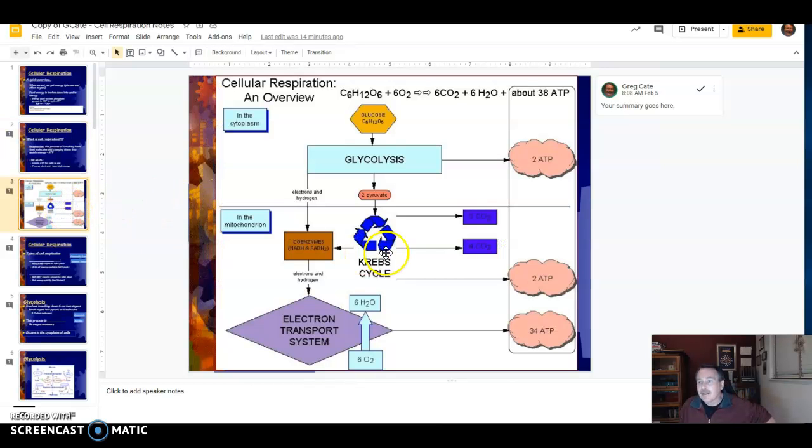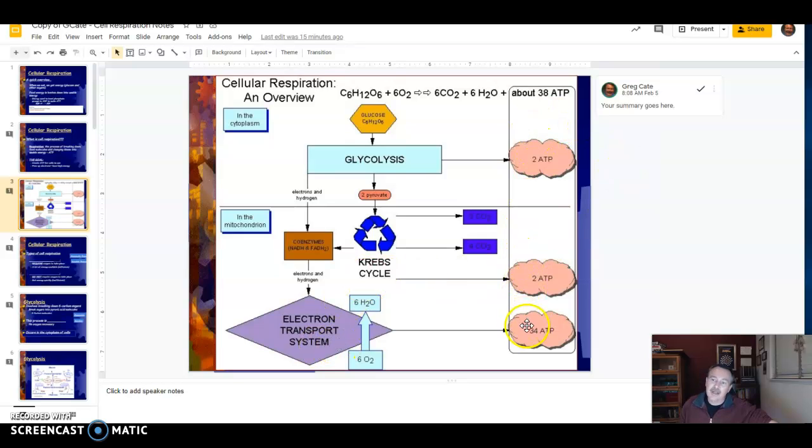On slide 3, this slide is really useful because it tells you what happens where. Glycolysis happens in the cytoplasm. The Krebs cycle, or the citric acid cycle, happens in the mitochondria. And the electron transport system, or the ETC, happens in the mitochondria also.